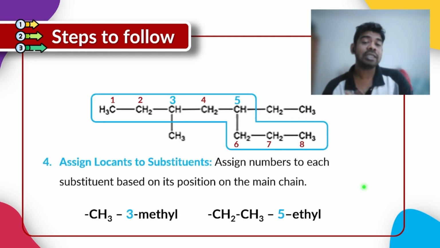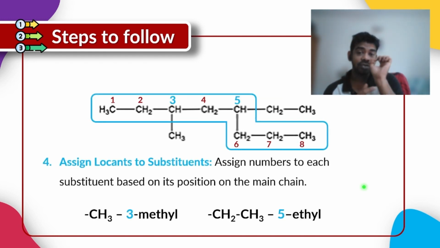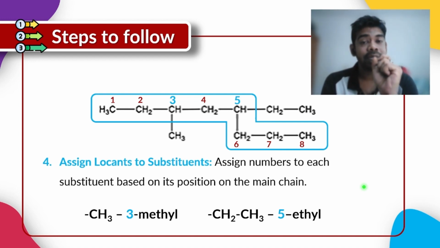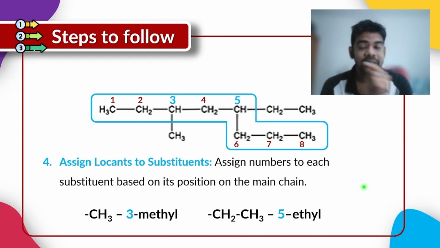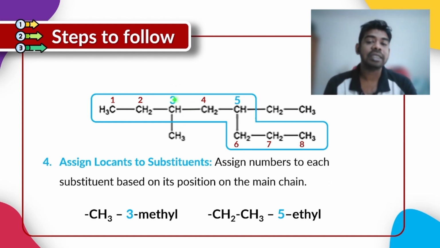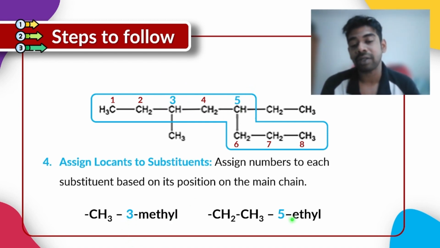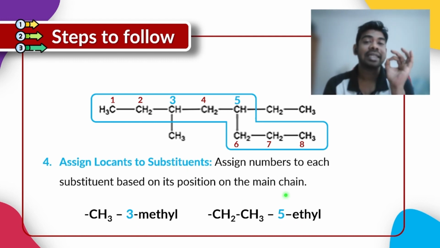Now, moving on, once we have identified those things and numbered in such a manner that you have the smallest sum of the locants, what you have to do is highlight that here. So here you had one at three, one at five. You write down 3-methyl and then you write 5-ethyl, right? So this is how you assign the numbers.